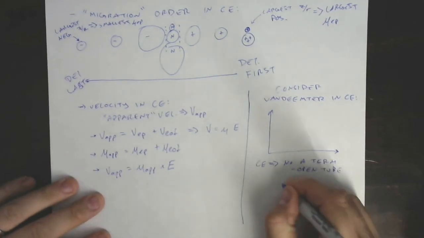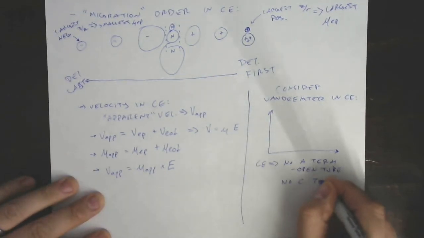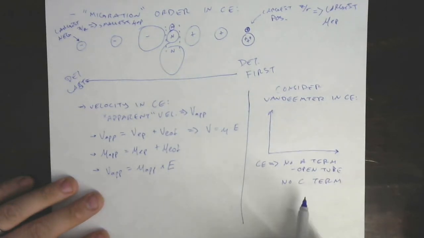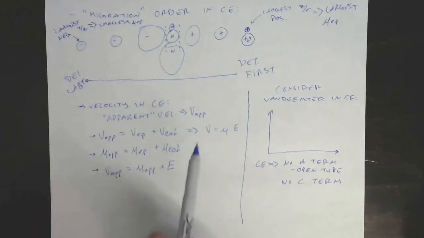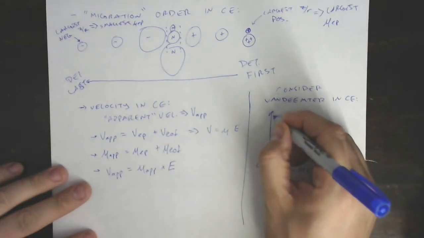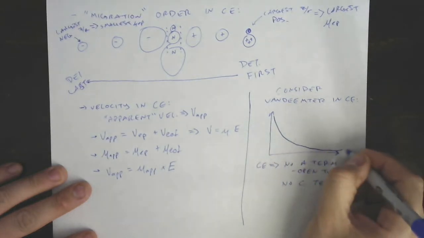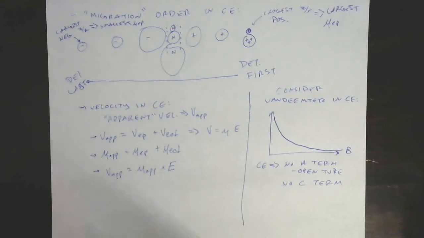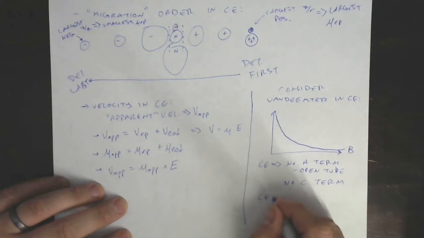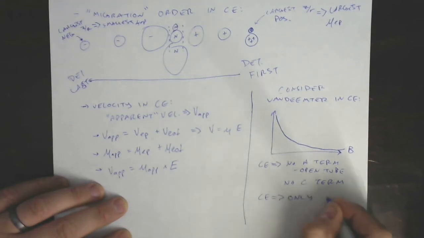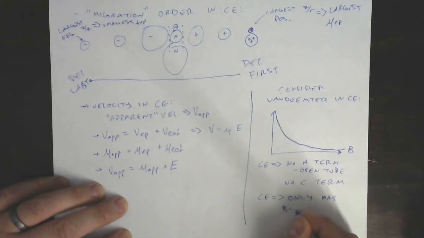CE also has no C term. There is no mass transfer to speak of. These things don't take a finite amount of time to transfer between stationary phase and mobile phase because there is no stationary phase, right? There is a B term, but that means that the Van Deemter curve for CE looks like that, right? Here's our B term, and that's all she wrote, folks. That's everything that Van Deemter has to say about CE. So CE only has a B term.